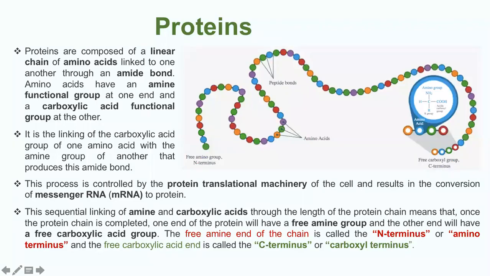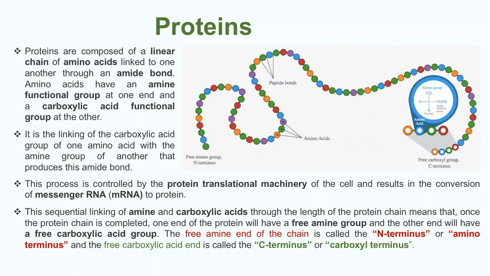As I said, proteins are composed of linear chains of amino acids. They are linked together by peptide bonds, which are amide bonds. So how are these peptide bonds formed? They are formed by linking together the amino functional group, which is present at one end of the amino acid, with the carboxylic acid functional group at the other end of the adjacent amino acid. So the free amino group of one amino acid will react with the carboxylic acid functional group of the adjacent amino acid to form the peptide linkage. And likewise, they arrange themselves to form the polypeptide chain.